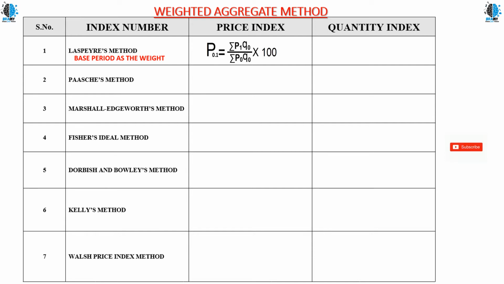We have the formula here, P01. P01 stands for price index of the current year based on base year, equals summation P1 Q0 divided by summation P0 Q0, into 100. Here you can see in numerator and denominator I have multiplied P1 and P0 with Q0, Q0. It means the author has given weight to the base year quantity in price index.